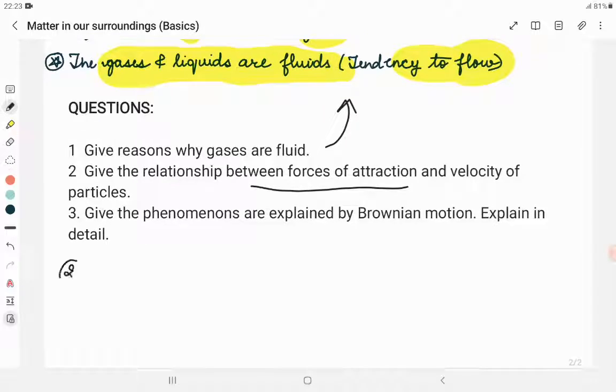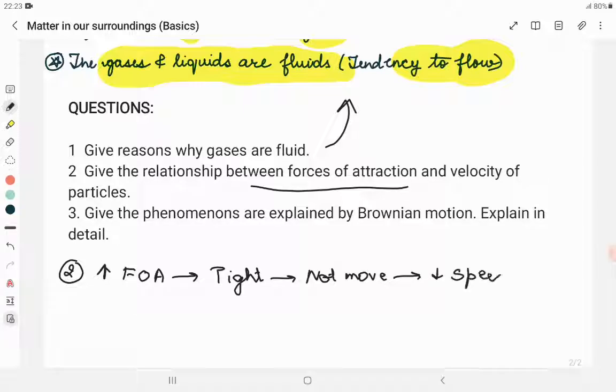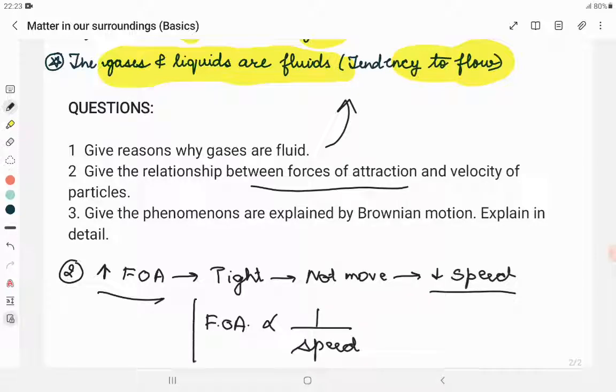You see, if we have more forces of attraction, it means that the particles will be tightly packed. So the particles will not move because they will not have space. It means that their speed will be less. What we are trying to say is that the more the force of attraction, the lesser the speed. So this is the formula: force of attraction is inversely proportional to speed. Very important formula. It will come directly in the examination.